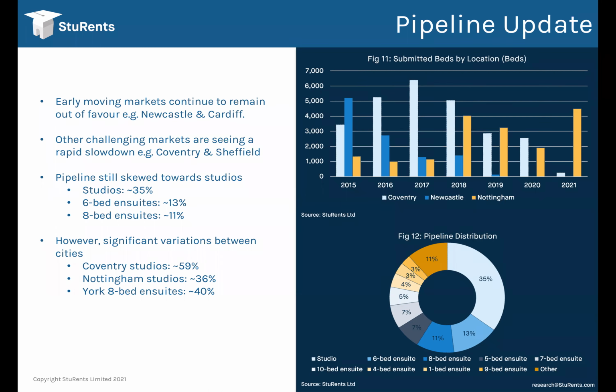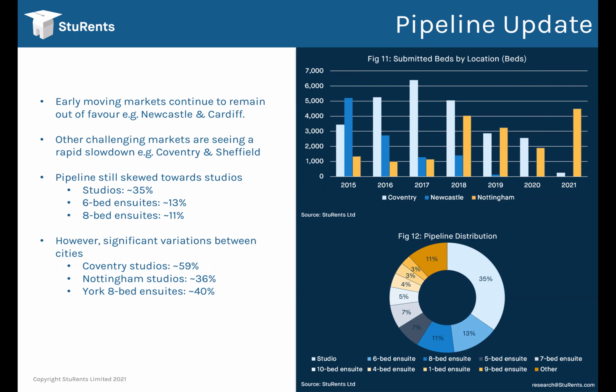But as always, there are significant differences between locations. So in Coventry, for example, that percentage is as high as almost 60%. In Nottingham, it's pretty significant as well, at 36%. Whereas if we look at somewhere like York as an example, actually the most abundant size in the pipeline is relatively large clusters. So in this case, 8-bed en suites.